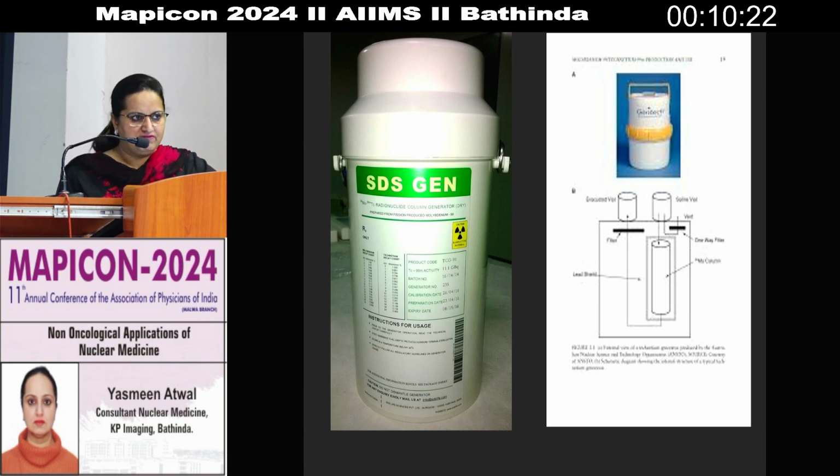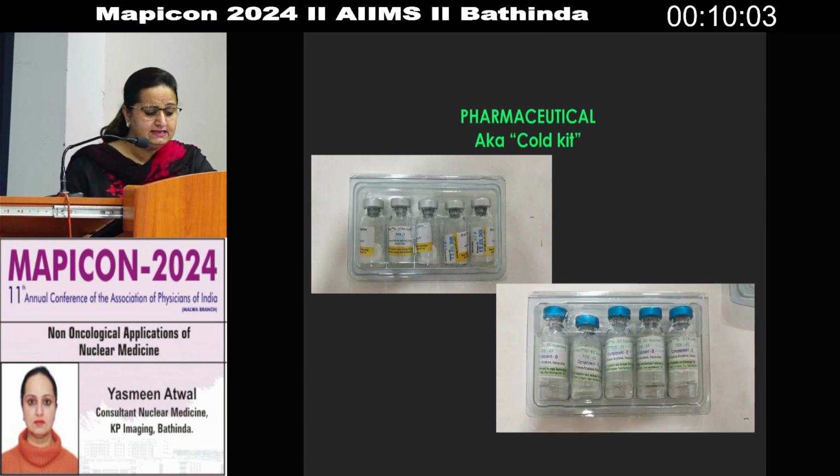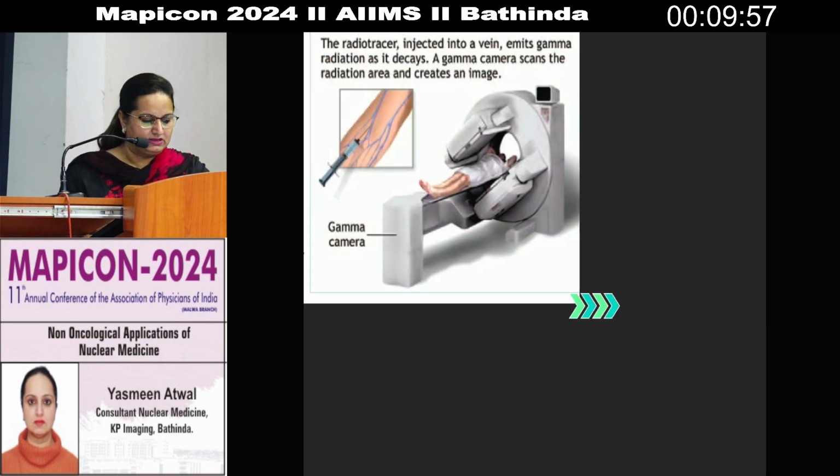The generator gives us roughly a 15-day supply of the radioisotope, which when tagged with a pharmaceutical, we can image different organs. It might be renal imaging specific, skeletal imaging specific or thyroid specific, depending upon the uptake of the pharmaceutical the radionuclide is tagged with. These pharmaceuticals are also known as the cold kit. This is what we tag with the radioactivity.